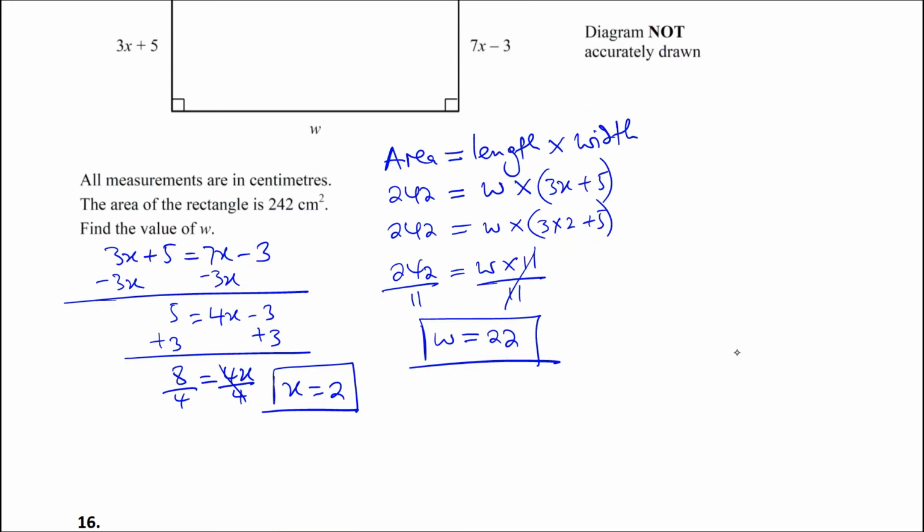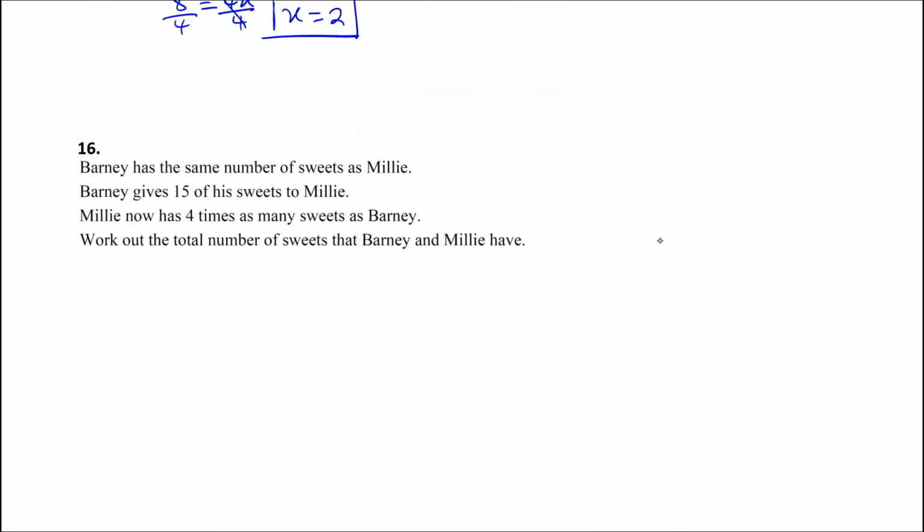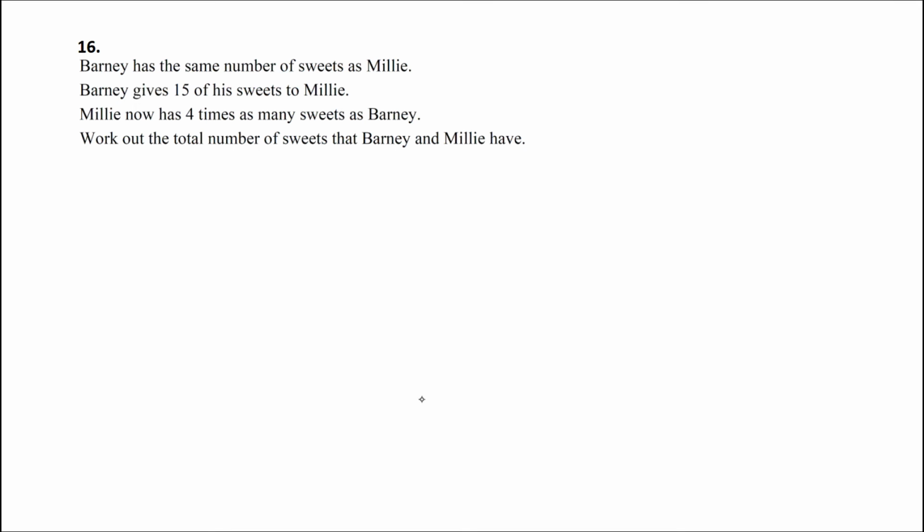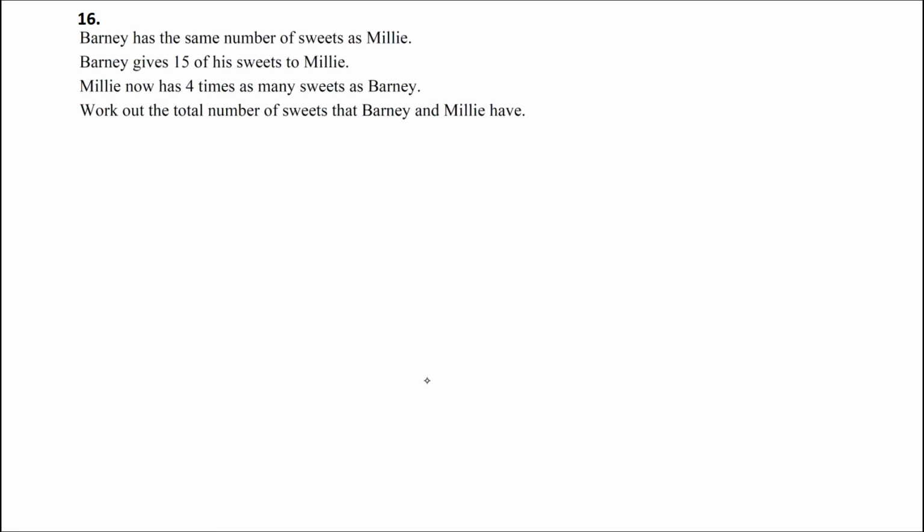Okay, number 16. So here, Barney has the same number of sweets as Millie. Barney gives 15 of his sweets to Millie. Millie now has 4 times as many sweets as Barney. Work out the total number of sweets that Barney and Millie have.